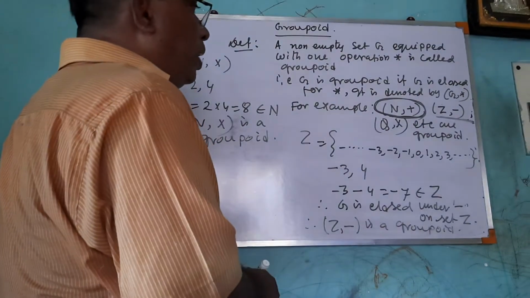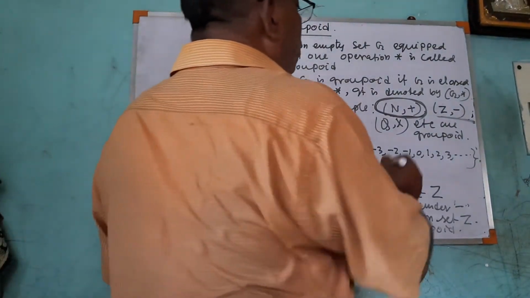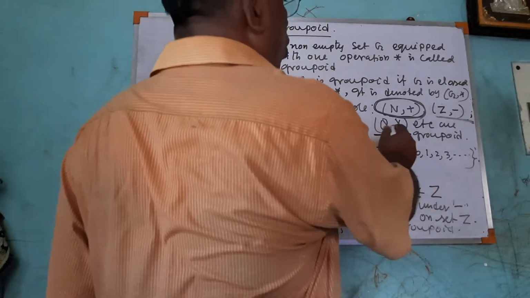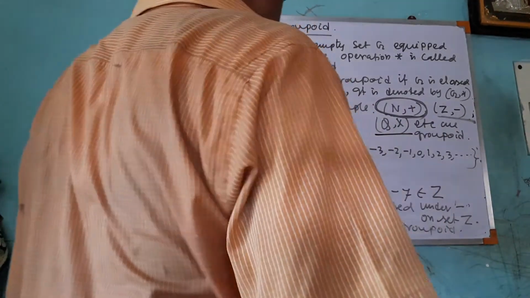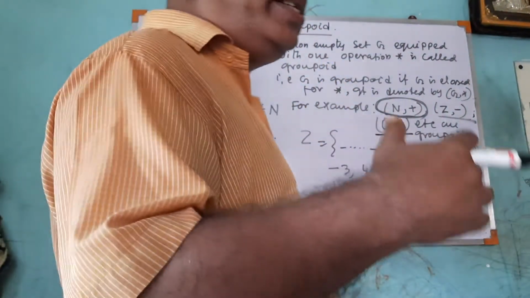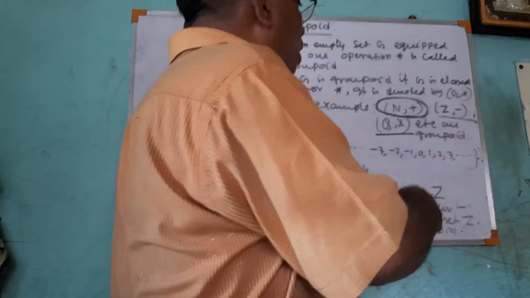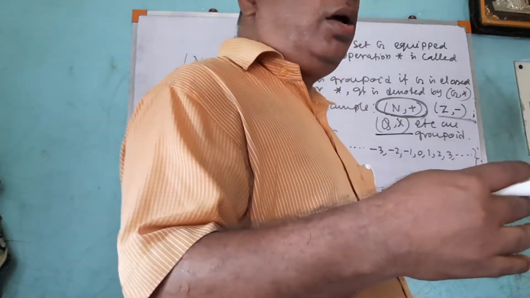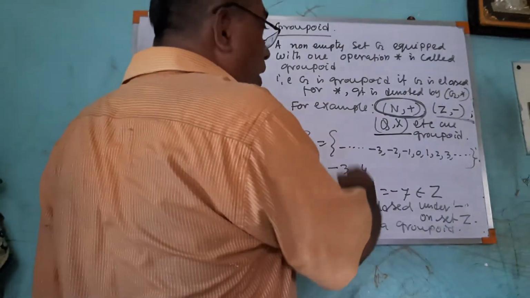Now suppose here I have taken Q plus, Q cross. Is Q cross a groupoid or not? Anything you can check by this way. Suppose Q plus, Q minus, Q division: is it a groupoid or not? You can check it by this way.